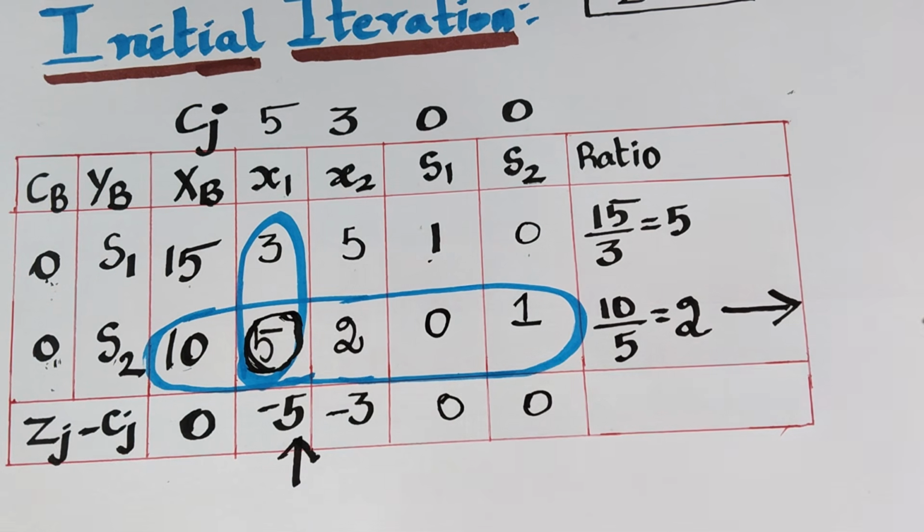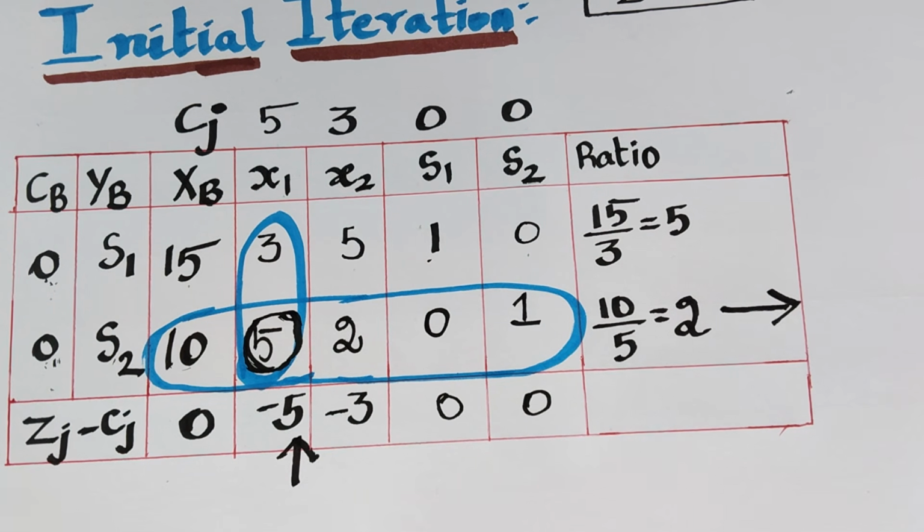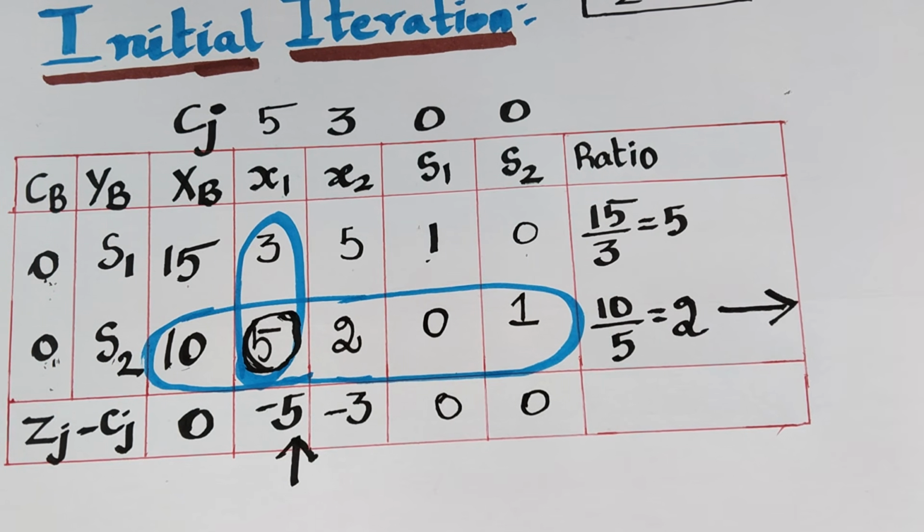Now we have to perform the row operations in order to find the matrix for the first iteration. Now since this Zj minus Cj were not all greater than or equal to 0, we found the entering variable and the leaving variable, and we have to move on to the next iteration. So let us do that.